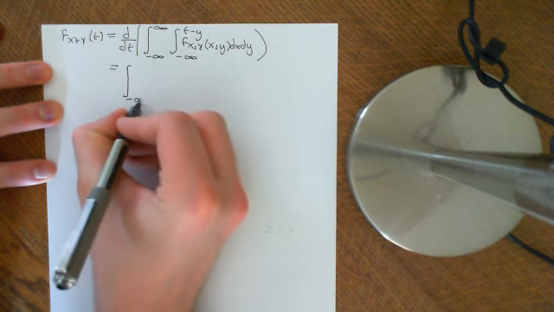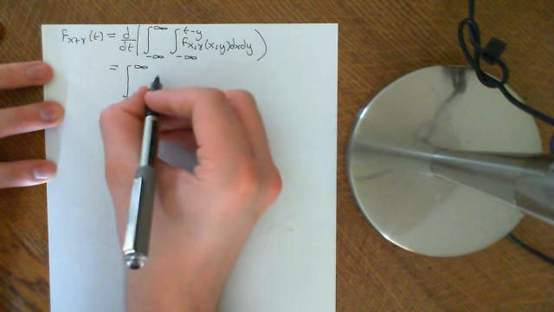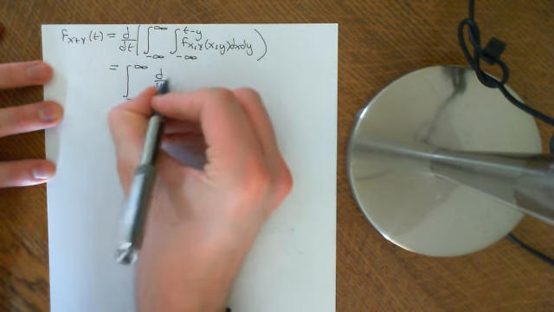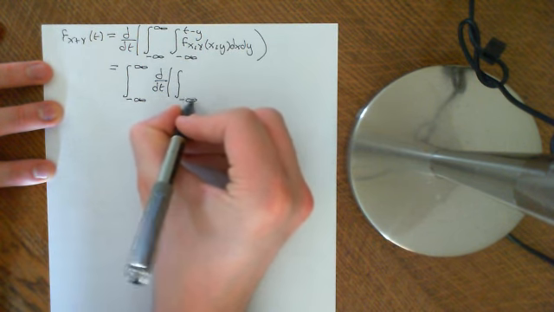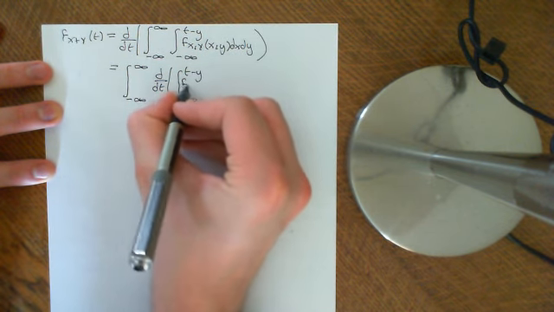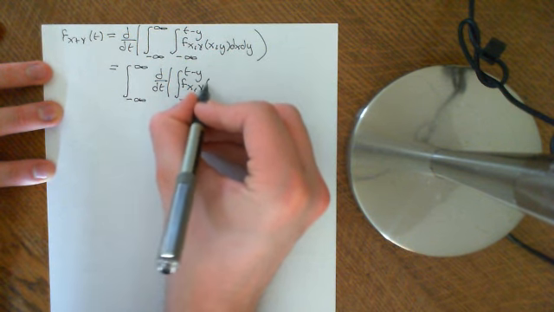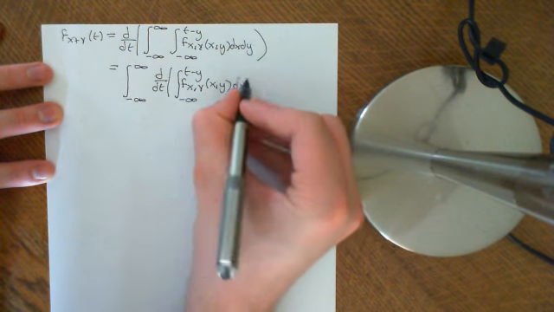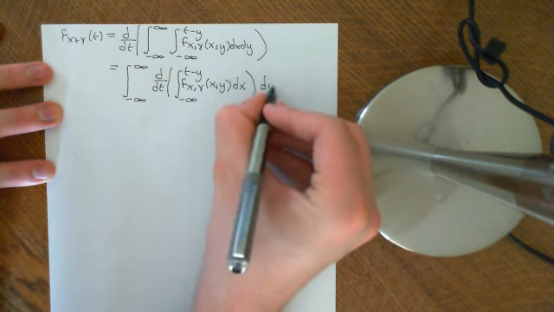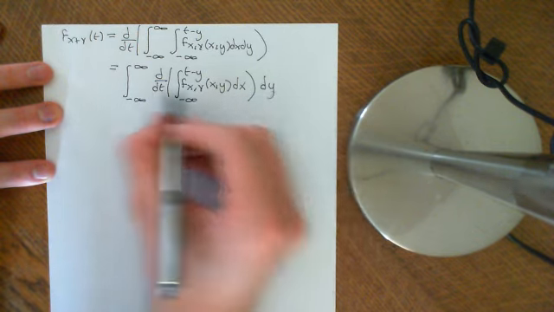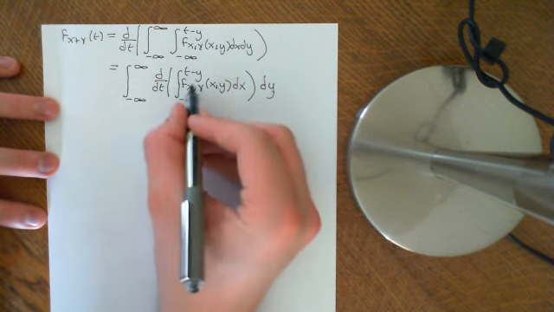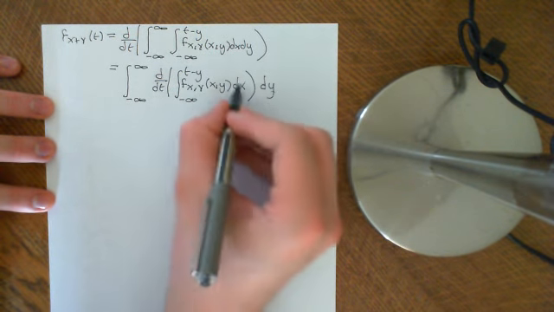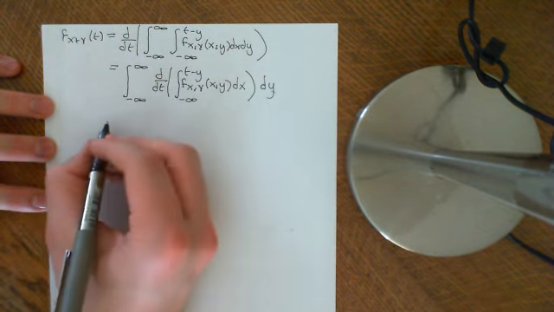So we'll integrate from negative infinity to infinity, and then differentiate the inside thing, which is the integral from negative infinity to t minus y of the joint probability density function of x and y, evaluated at little x, little y, dx, and then outside of that you've got the dy for the outer integral. Now if you differentiate an integral like this, this is basically the first fundamental theorem of calculus.